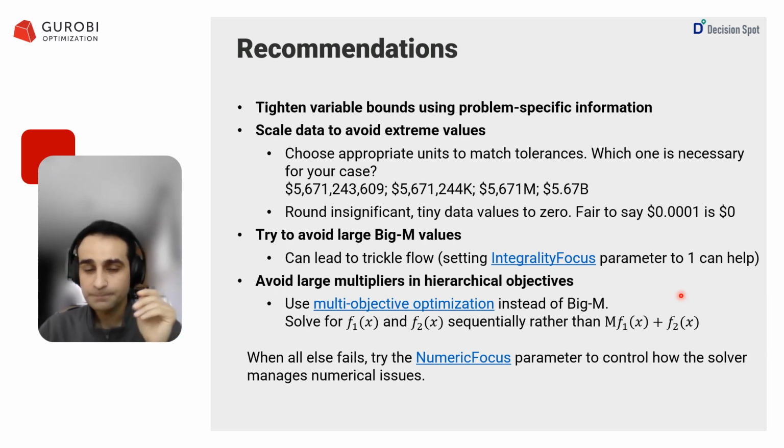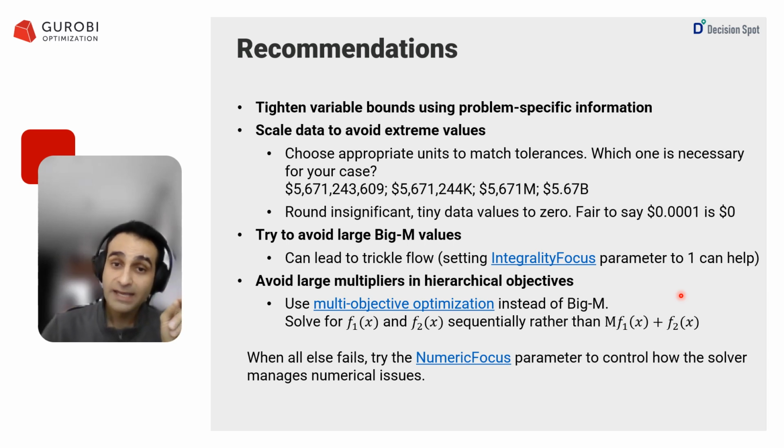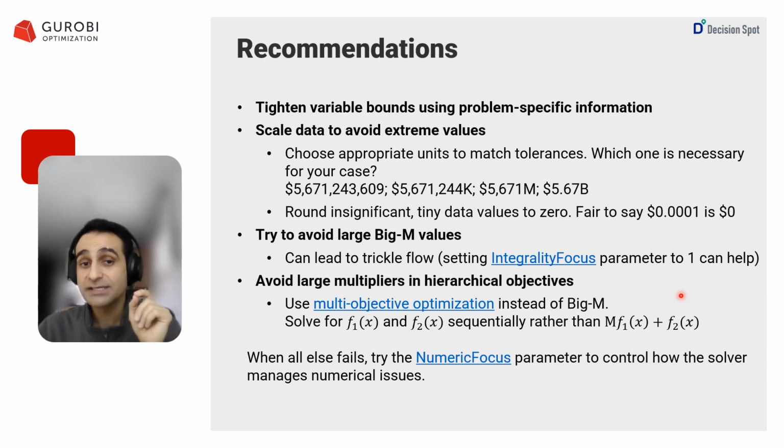What does this mean here? This means that the solver first solves for profit as the objective and then uses that solution as a constraint while using customer satisfaction as the new objective.